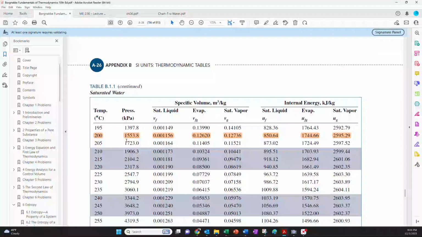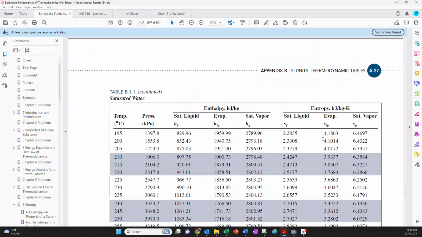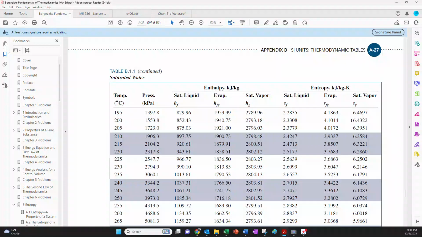So the pressure is going to be 1,553.8. We can round down some things. The internal energy is going to be, because it's gas right there, it's on the line, so it's going to be the 2595 point, I'll put it 3. And I'll make this 100%. So 1 is going to be the X, and the last one we need is the entropy right here. So that's going to be our 6.4322.